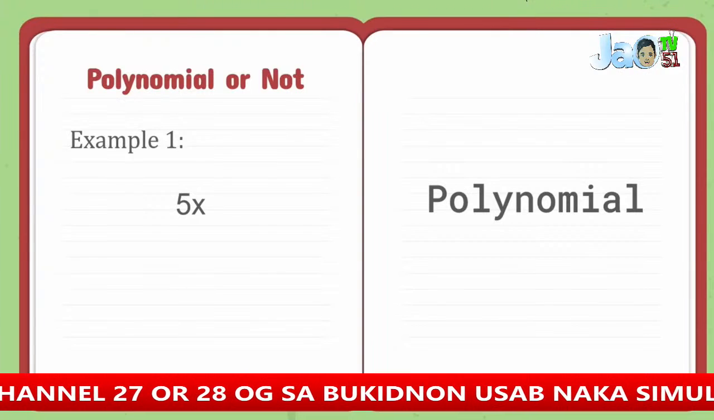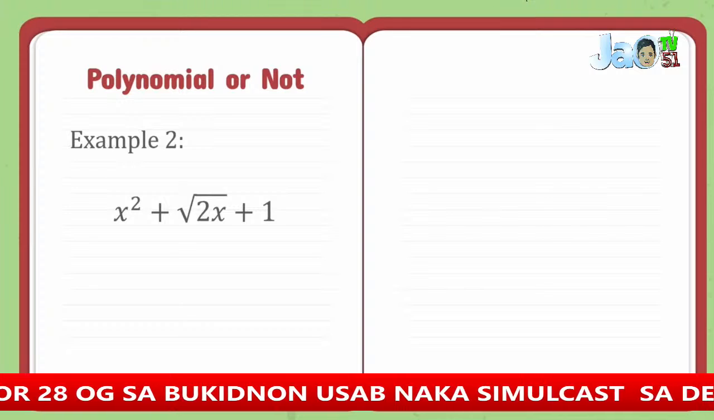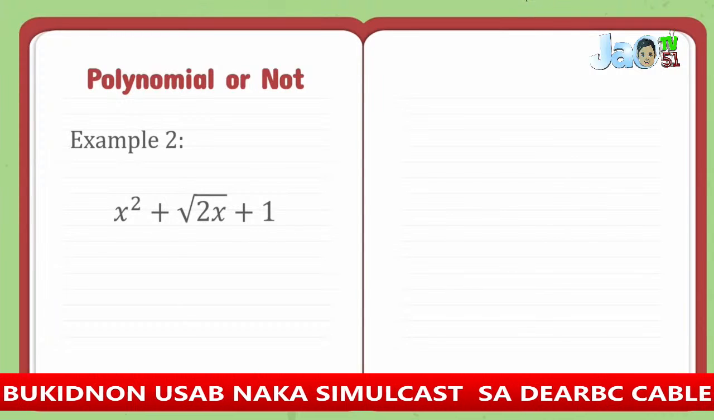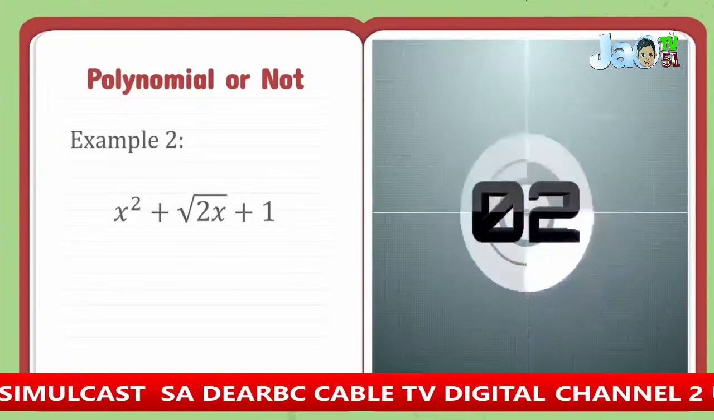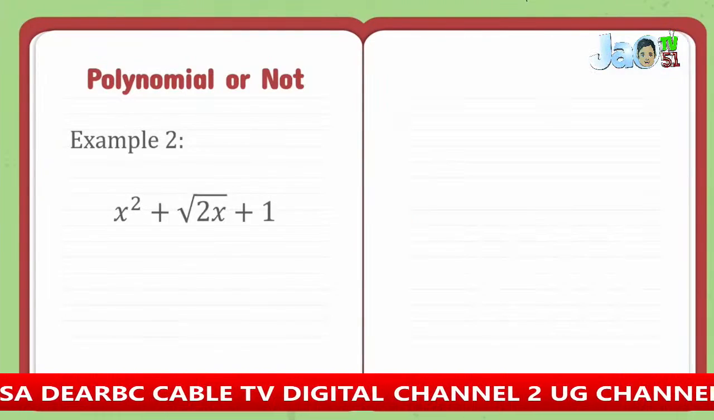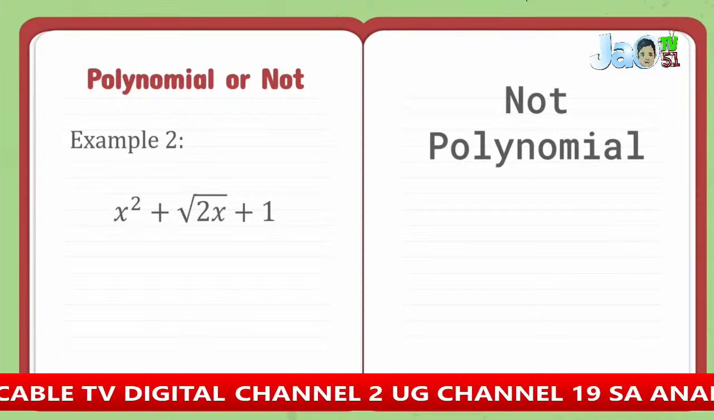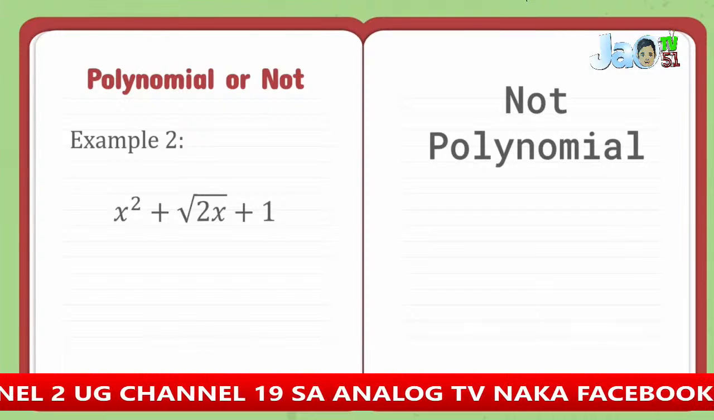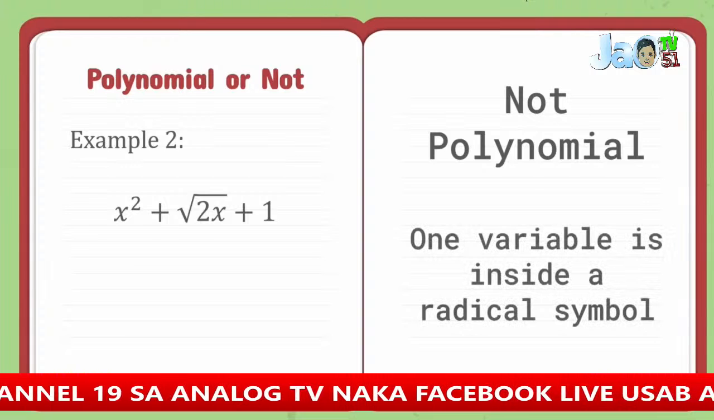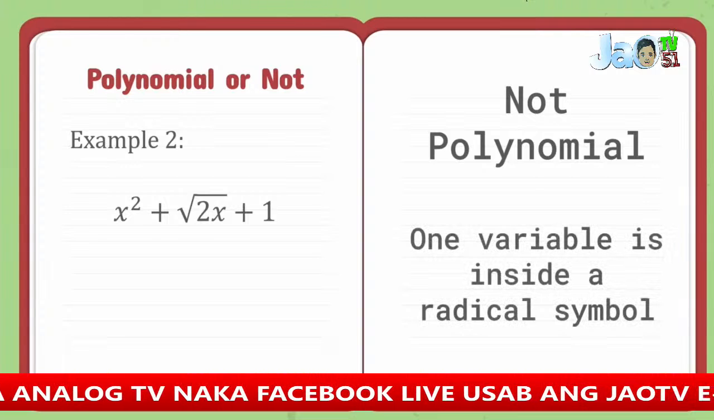Next, we have x squared plus square root of 2x plus 1. The correct answer is not. The expression is not a polynomial because a variable is found inside a radical symbol.